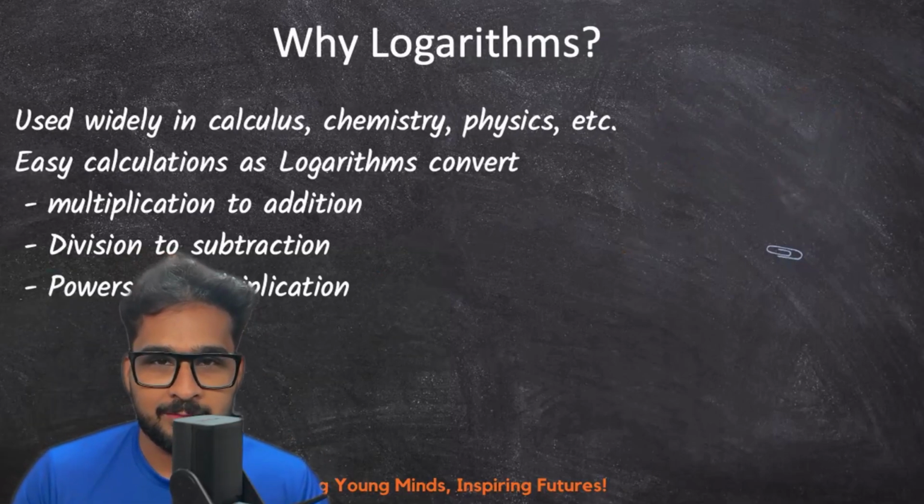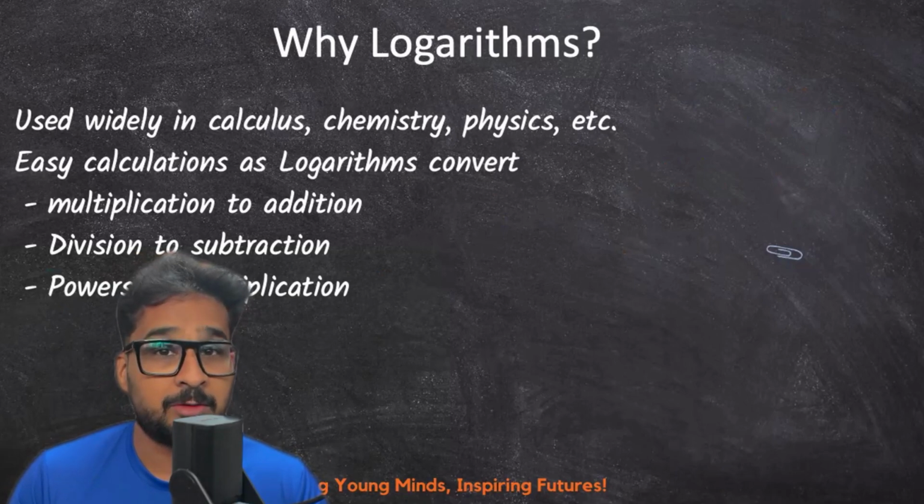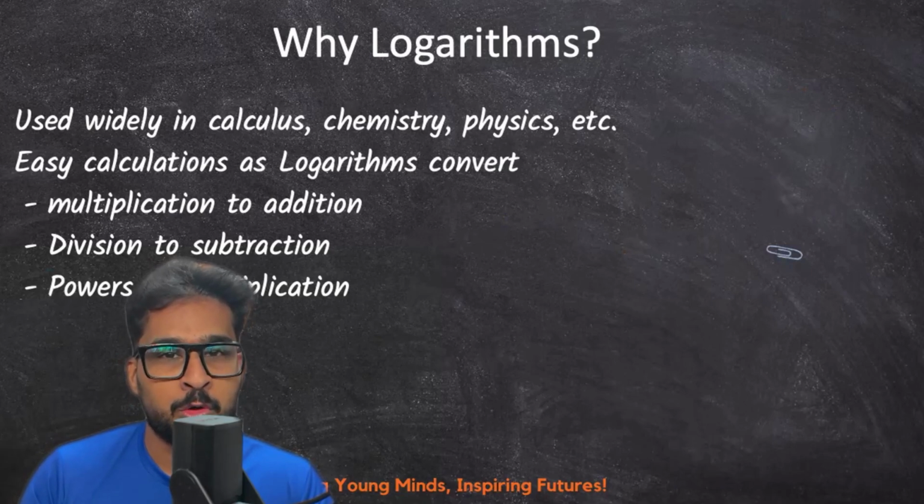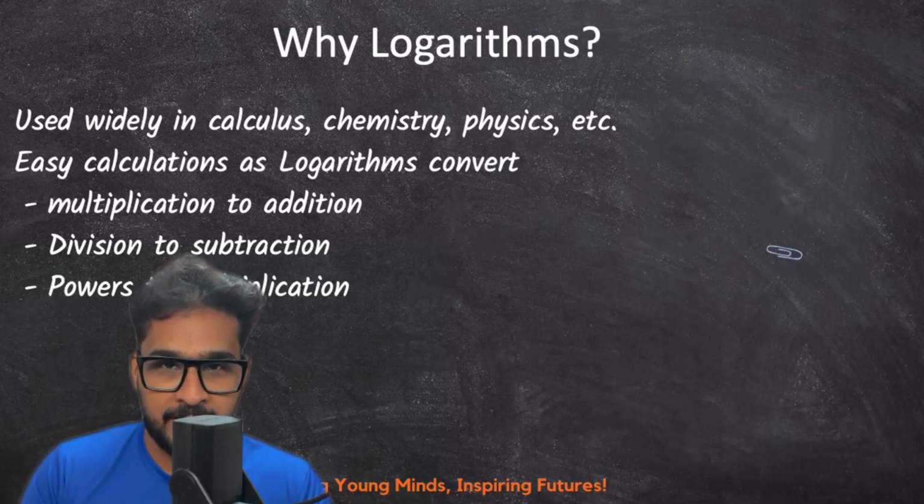Next, why logarithms? Logarithms are widely used in calculus, physics, and chemistry, especially in chemistry when we are calculating the pH value. pH itself is defined as minus log of H plus ion concentration. So logarithms are basically used everywhere in science and technology. The most important use of logarithm is to simplify calculations, because logarithms can convert multiplication to addition, division to subtraction, and powers to multiplication because of the 4 previous rules that we have studied.